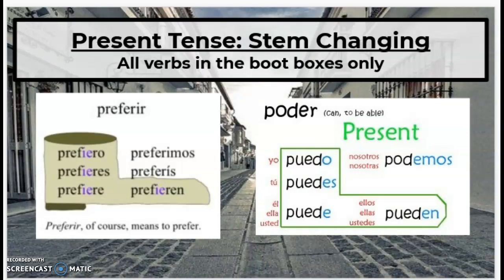The stem changing rule in the present tense is that we have it always changing in all of the boot boxes. So like preferir is an E to IE verb. It changes to IE in every single box in the boot. Poder, O to UE, changes both O to UE in the boot. It doesn't matter if it's AR, ER, or IR, same rule everywhere in the present tense.